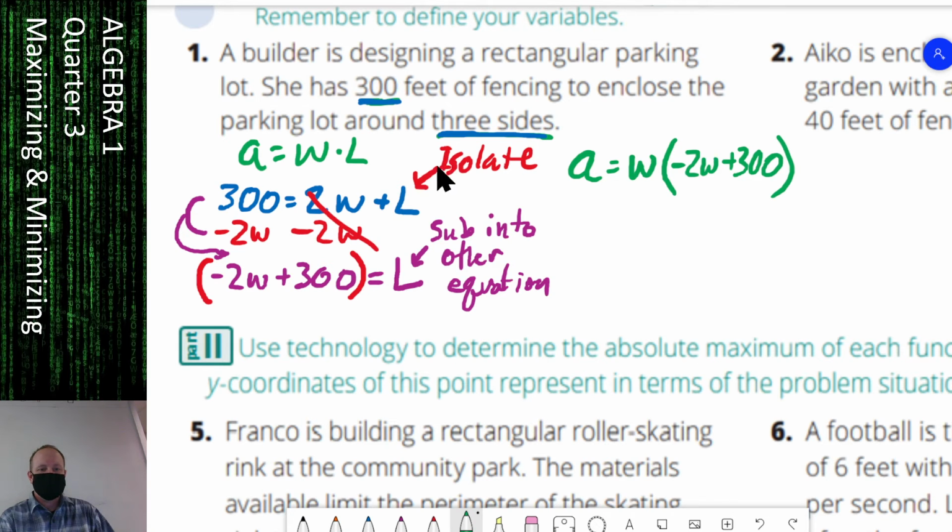So there's 2 key steps here. Getting the L by itself, isolating it, and then substituting in what L is equal to into our original area formula. The very last thing I had you practicing with last week, how would you get rid of that parentheses there?